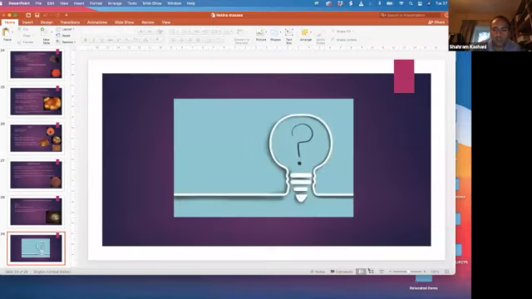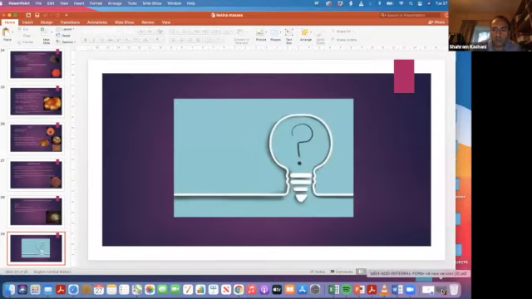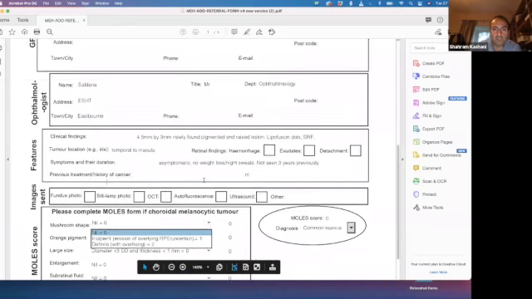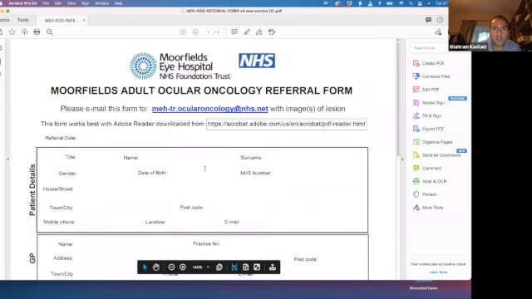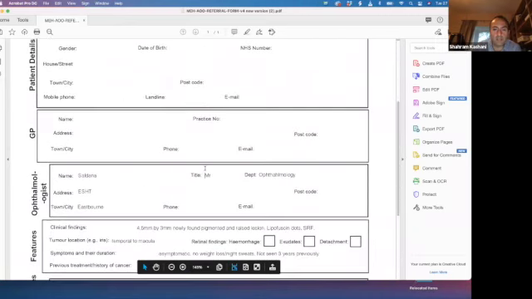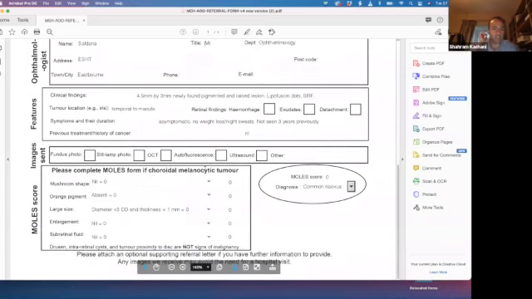Now, before we finish off, I just want to show you what we need to do when we refer patients to Moorfields with the possibility of a tumor. So now we have to fill out this form, but essentially you've got this thing called a MOLES scoring system, because they're probably getting so many referrals that you can no longer just refer a patient on. So you get a score.